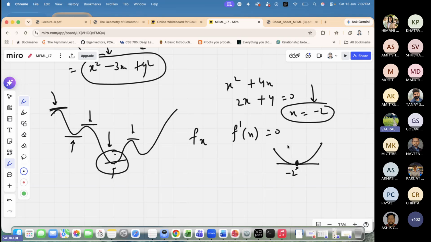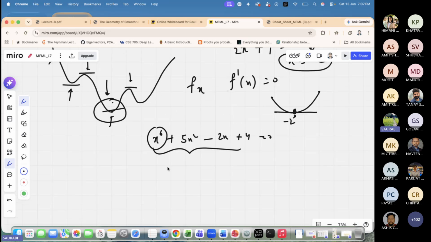There are chances the function could have been x to the power 6 plus 5x square minus 2x plus 4 is equal to 0. Now this type of a 6-degree polynomial could have 6 roots, let's say minus 3, 2, 1, 4, right? Because of all of these roots, you will check what is the value of the function at all of these points, and then you will get to know what is the minimum most point.